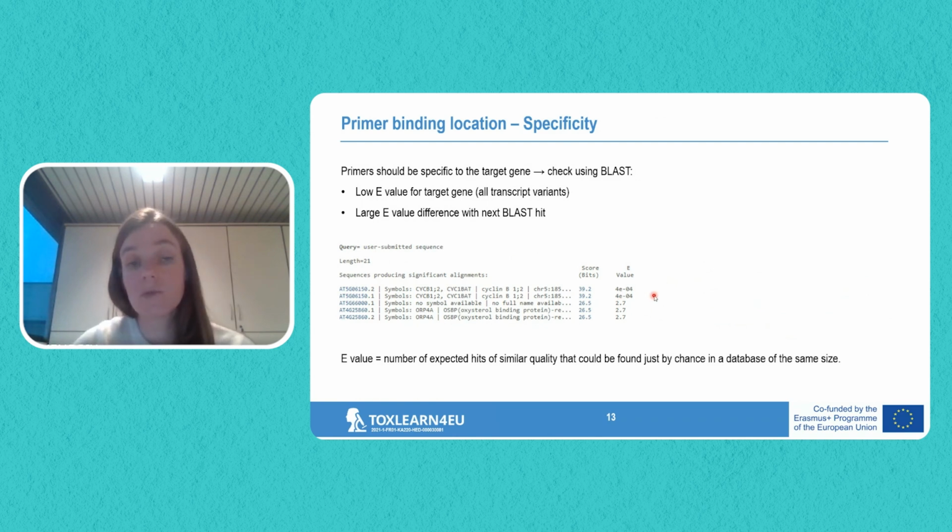So what you should check here in the BLAST output is that, first of all, the E value for the target gene, which you designed the primers for, is low. And this should be the case for all transcript variants, unless you want to specifically determine the expression of a specific transcript variant, but this will usually not be the case. And you should also check that the E value difference between your specific gene and the other genes in the list is as large as possible. And here the E value corresponds to the number of expected hits of similar quality that could be found just by chance in a database of the same size. So this means here that a low E value indicates that it's very unlikely that this alignment was found just by chance.